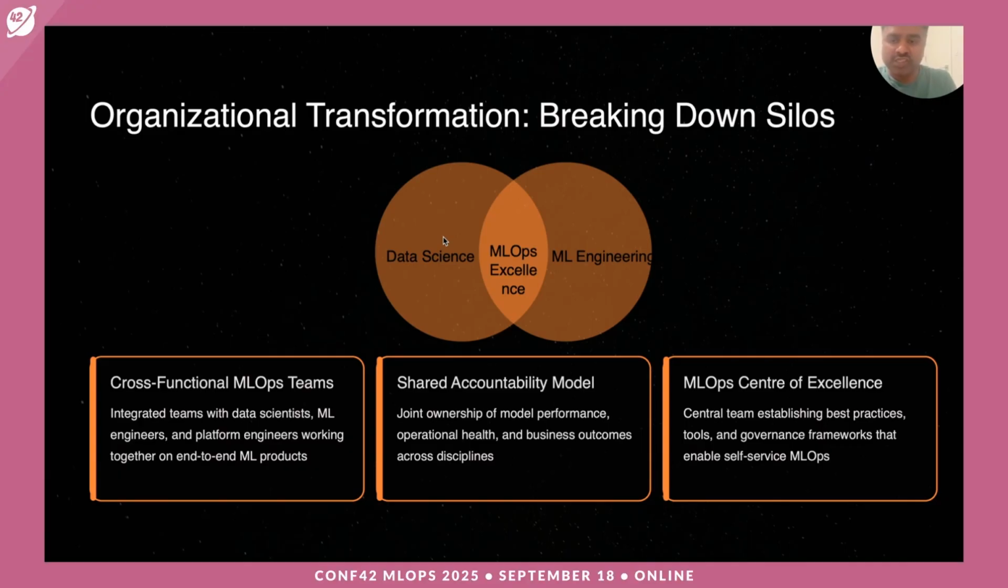A few things I want to mention here. Cross-functional: MLOps teams are extremely important in terms of working across teams to build consistent end-to-end ML products. And a shared accountability model with joint ownership. It's a joint ownership between ML performance, operational health, and business outcomes. So it's not one team's responsibility or one person's responsibility. It's a joint responsibility. And the other thing is the MLOps Center of Excellence, a critical team having best practices, governance frameworks, and helping teams do self-service MLOps, which is extremely important as well.